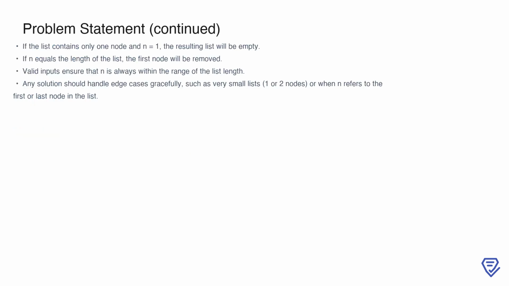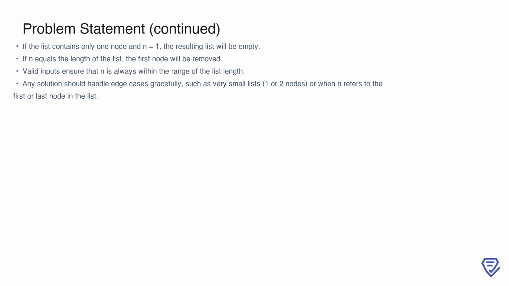There are also a few edge cases to consider. If the list contains only one node and n equals 1, removing this single node will result in an empty list. Similarly, if n equals the length of the list, the first node will be removed, effectively shifting the head of the list to the second node.